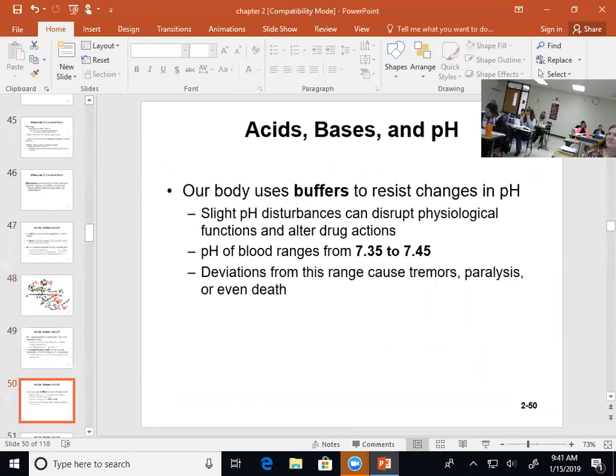Now, I need y'all to know about buffers. A buffer, because y'all have all heard of buffers, haven't you? A buffer is going to be anything, and we have a lot of buffers in our bodies, a lot of different buffering systems, but it's going to be any kind of system that is going to help you to maintain pH balance. Another way of saying that is, a buffer is something that helps you to resist pH changes.